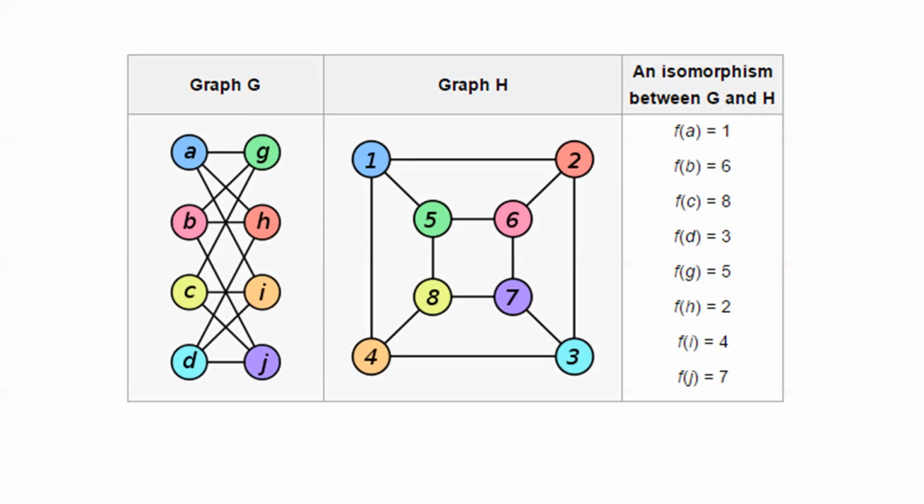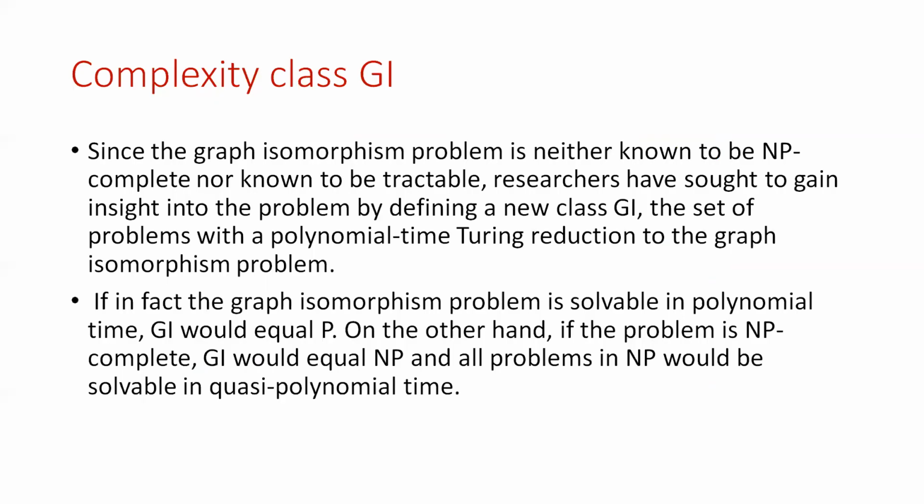These two are finite graphs, meaning they have a finite number of vertices. In these finite graphs, we can know whether the two are isomorphic or not. Complexity class GI. GI means graph isomorphism. Since the graph isomorphism problem is neither known to be NP complete nor known to be tractable, researchers have sought to gain insight into the problem by defining a new class, GI, the set of problems with a polynomial time Turing reduction to the graph isomorphism problem.